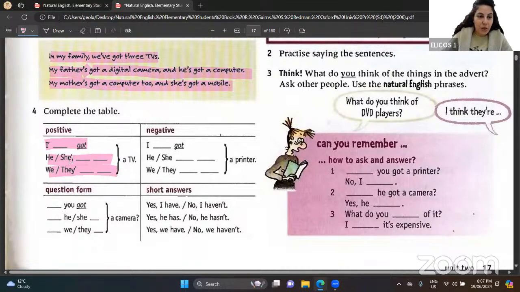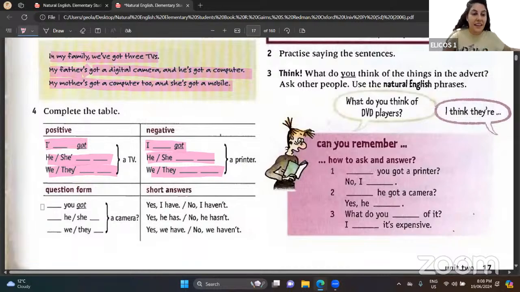So just make sure for he or she has, H-A-S. In the negative, I haven't got. He or she hasn't got. We or they haven't got. How do you make a question? How do you ask someone if they have something, if they have an object?